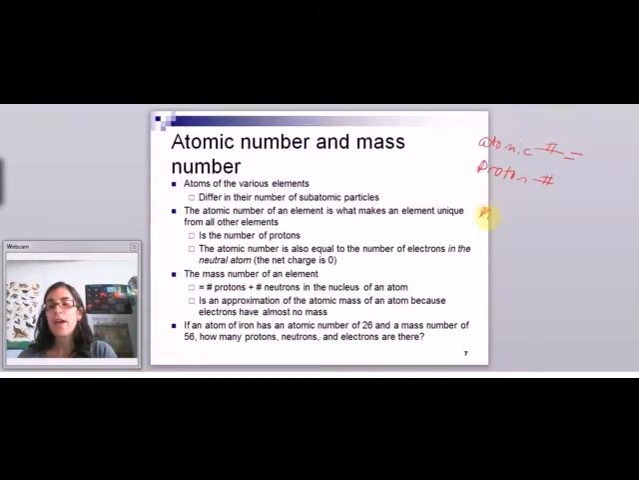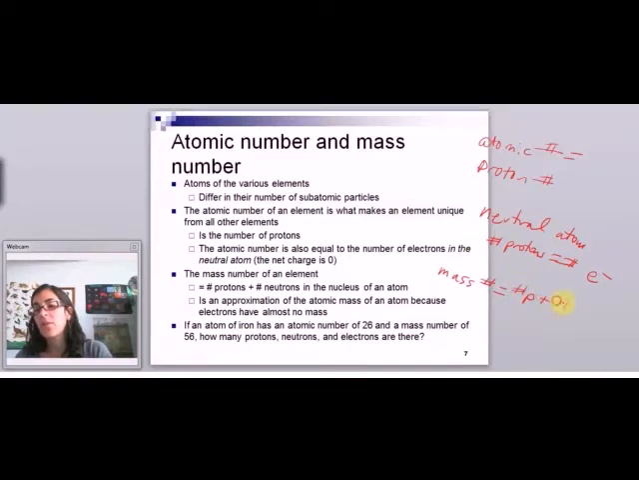So in a neutral atom, we said earlier that the number of protons is equal to the number of electrons. But remember, the caveat there is that it has to be a neutral atom. Okay, so that will get you to a net charge of 0. The other number here is the mass number. And the mass number is an approximation of the weight or mass of the atom. It's equal to the number of protons plus the number of neutrons.